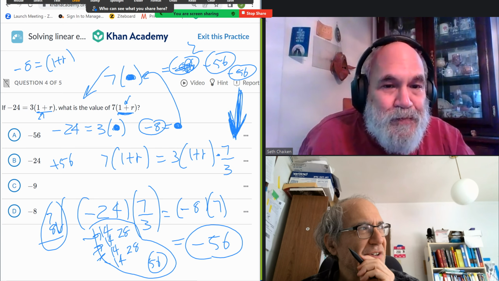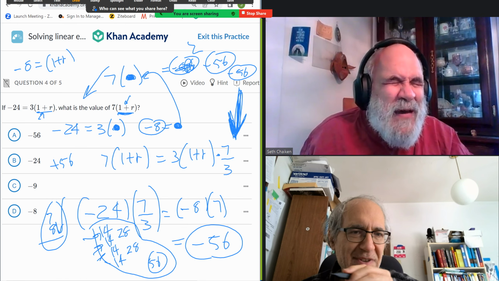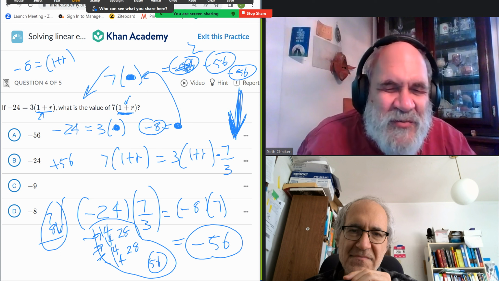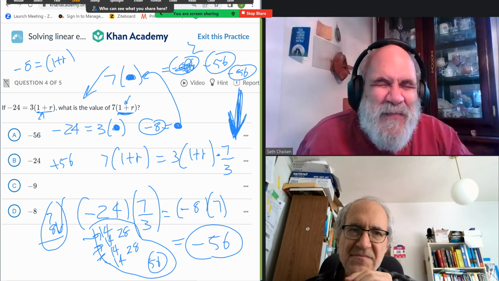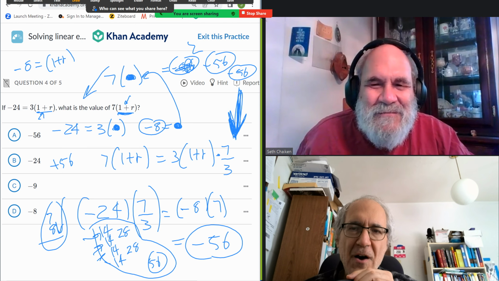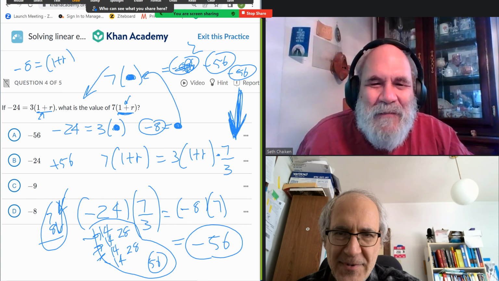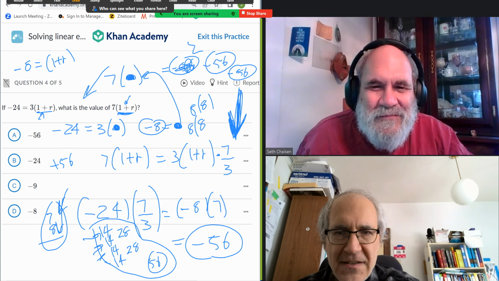9 times 7. Ooh, 9 times 7 is tough, right? Because you can't cut it in half. So you could also do 8 times 8 is 64 and subtract 8 from that. Another way to do this is using the distributive law. 8 times 8 is our friend, but we do 8 minus 1.